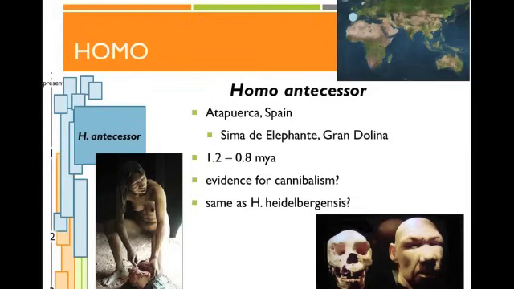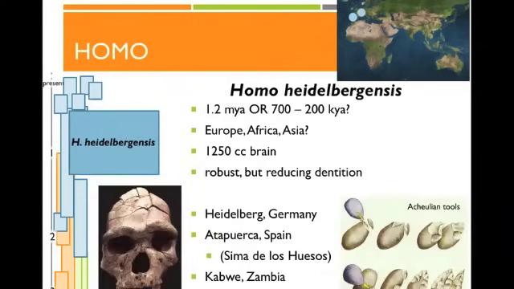Homo antecessor overlaps in time with this next species called Homo heidelbergensis, and some have suggested that these are actually just two variants of the same species. So Homo heidelbergensis might appear as early as 1.2 million years ago, or it might not appear until 700,000 years ago. It was first identified in Heidelberg, Germany, which is where we get the name Homo heidelbergensis, but there are also fossils recovered from Atapuerca, Spain.